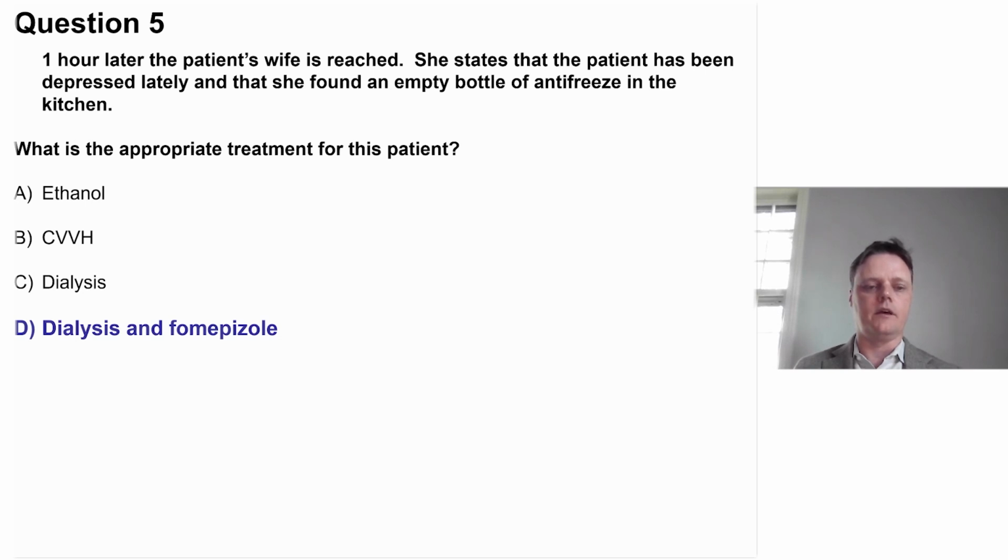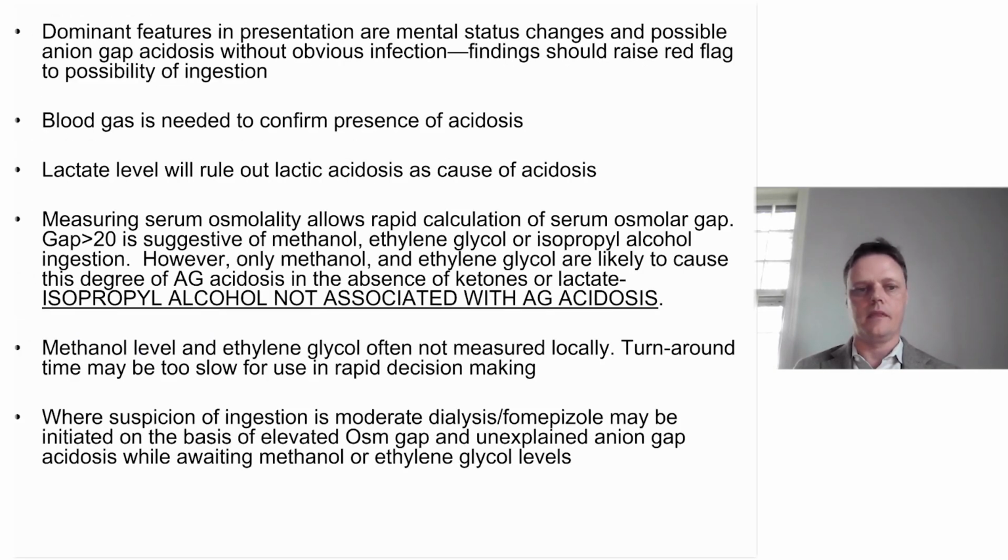And I would add fomepizole to also aid in the prevention of conversion of the toxic alcohol to its more toxic acid. So the dominant features in this presentation are mental status changes and a positive anion gap acidosis without an obvious infection. And this should really raise a flag for the possibility of ingestion. The blood gas will confirm the presence of acidosis. A lactate level will rule out lactic acidosis as a cause of acidosis, and measuring the serum osmolality will allow rapid calculation of a serum osmolar gap.